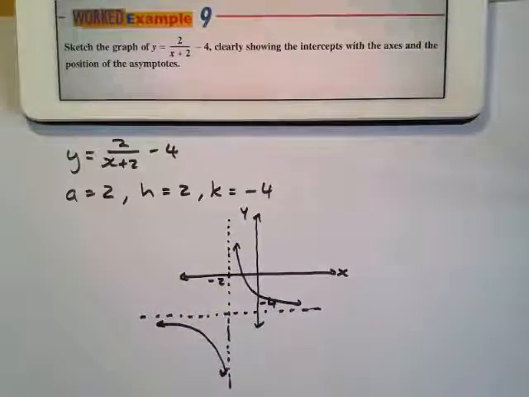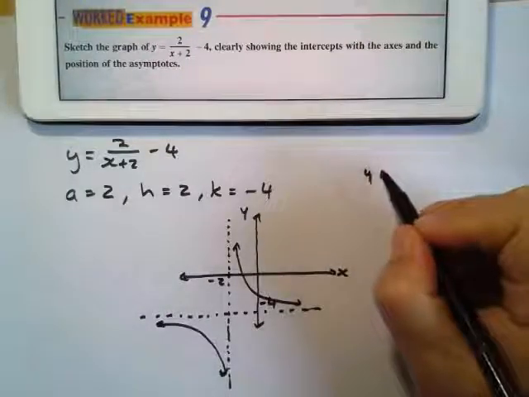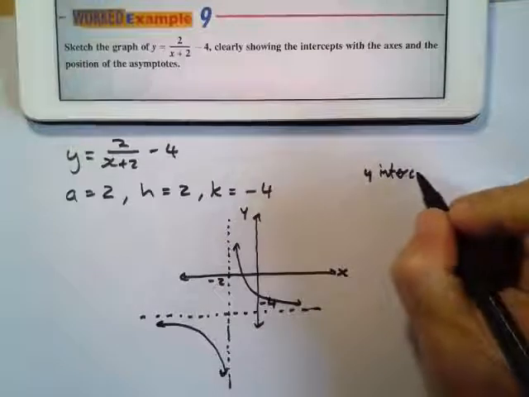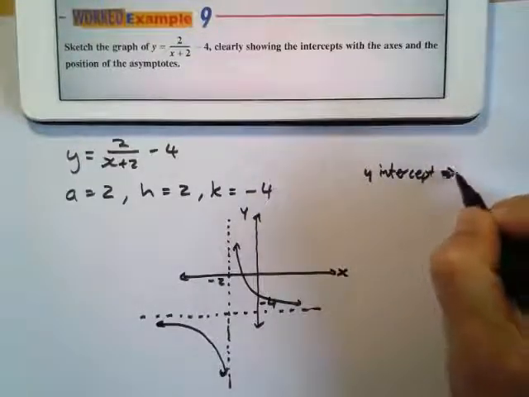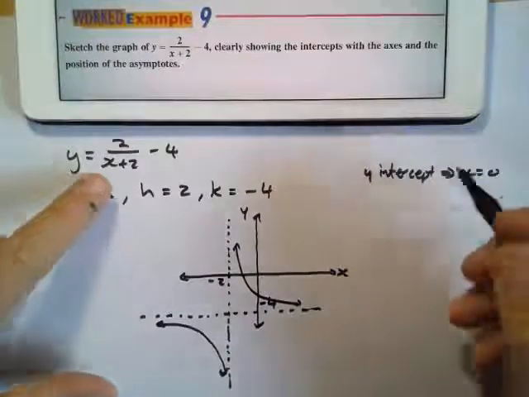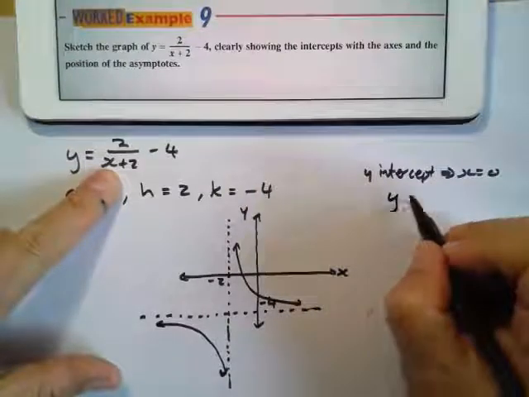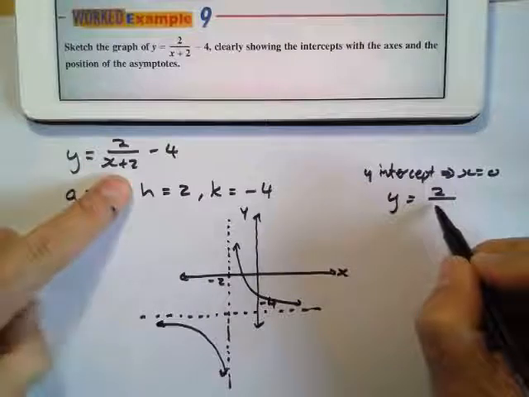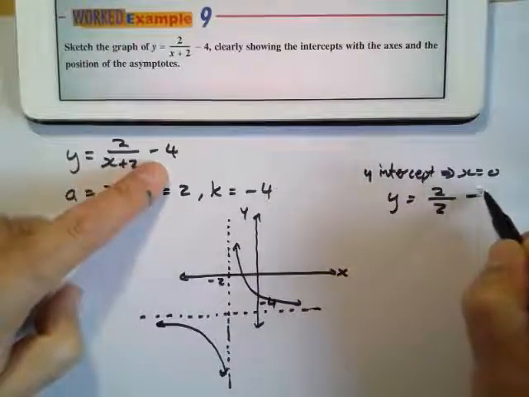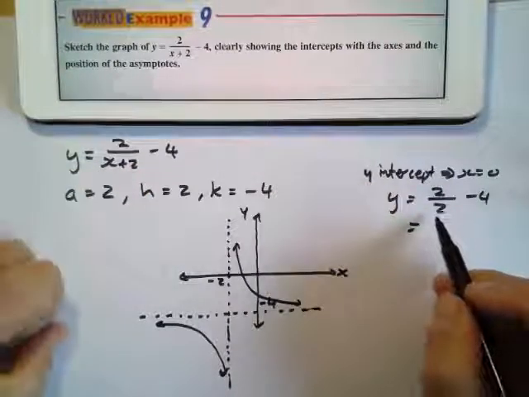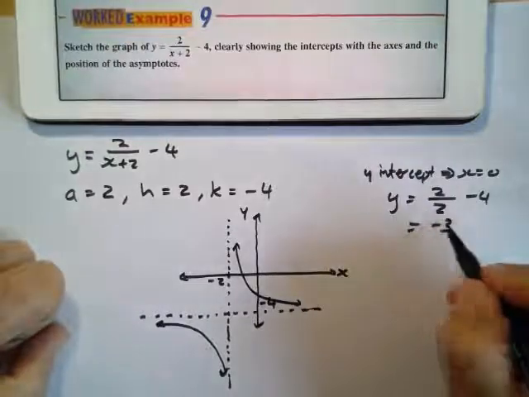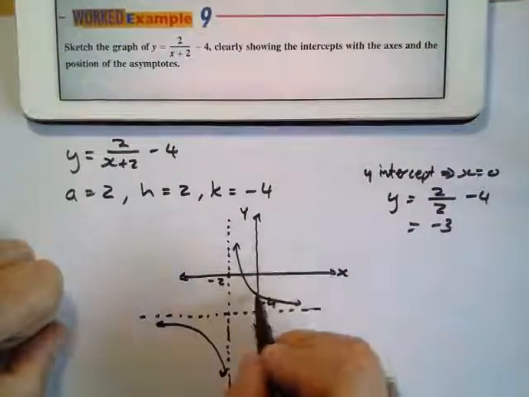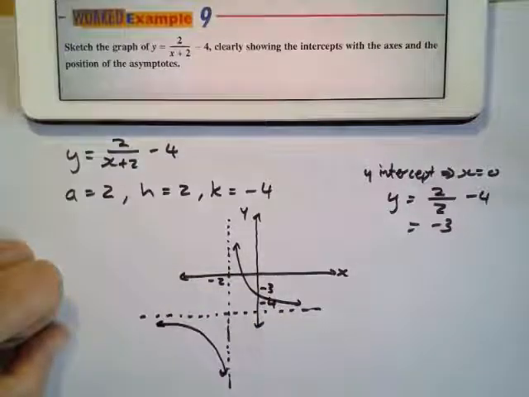To find those values, all I'm going to do is find the y-intercept. My y-intercept is where x is 0. So where x is 0, y equals 2 over 0 plus 2, minus 4. 2 divided by 2 is 1, 1 take away 4 is negative 3. So my y-intercept is at negative 3.